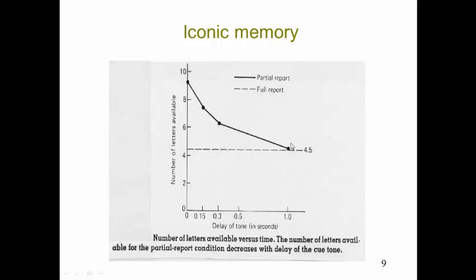So that suggested that we have an iconic memory store in which we can store visual information that we've seen in a passive way. We don't need to make any effort to keep the information there, but if we want to use it, we have to get to it quickly because it's gone in about a second.